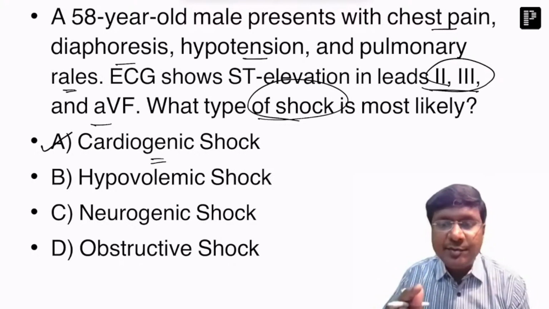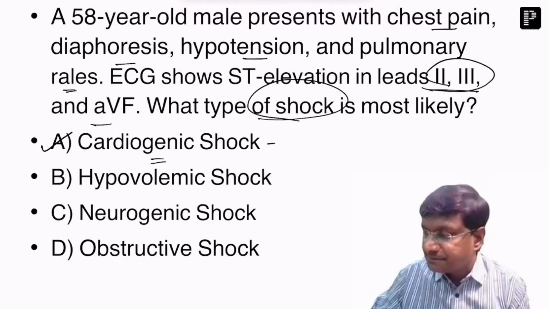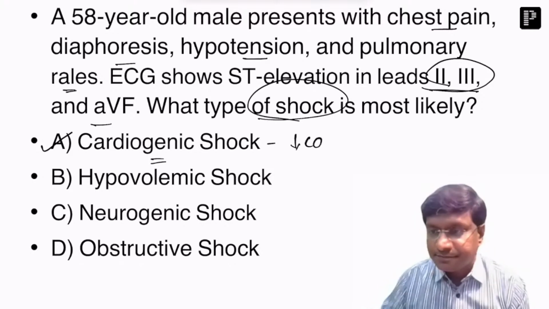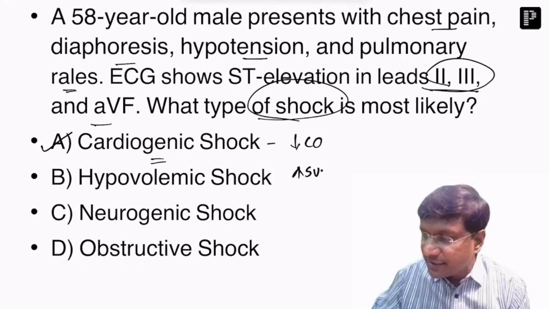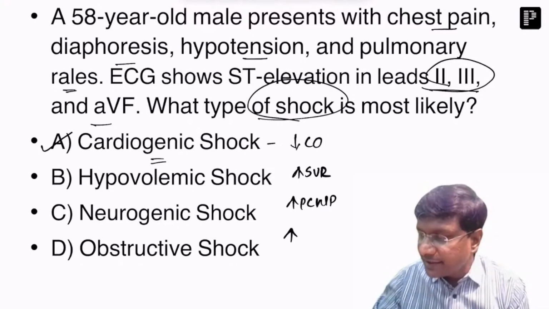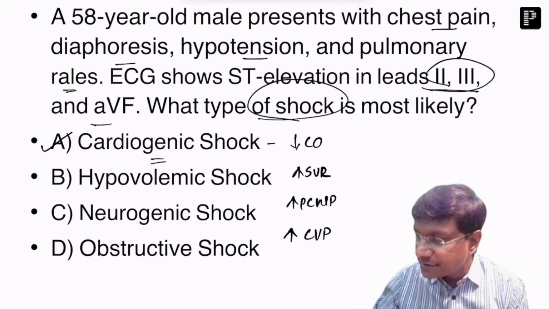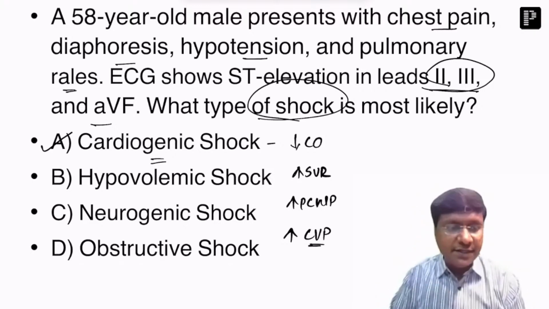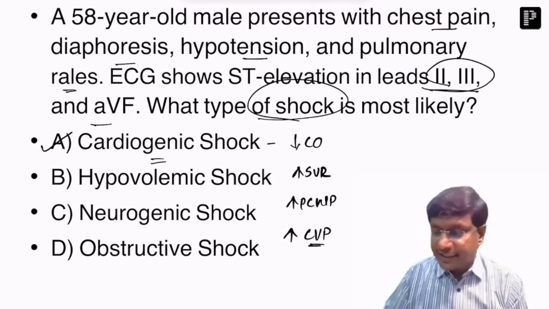So what will be the hemodynamic parameters in cardiogenic shock? There will be decrease in cardiac output, increase in systemic vascular resistance, increase in pulmonary capillary wedge pressure, and increase in the central venous pressure. So this is what you'll observe in cardiogenic shock, right? Next question.